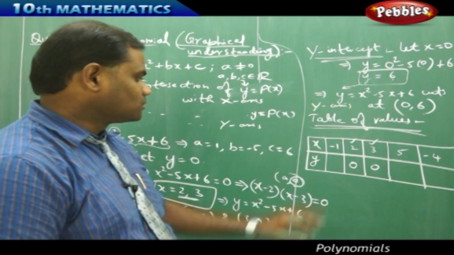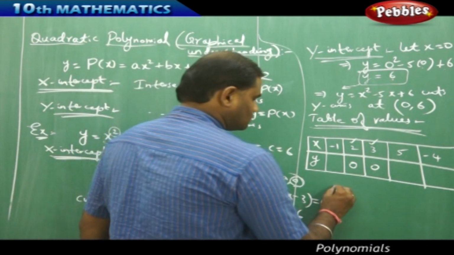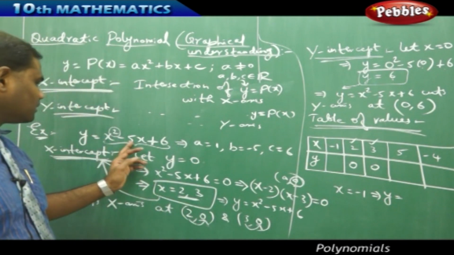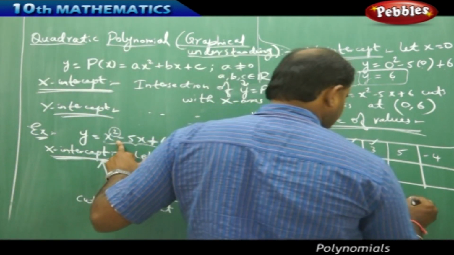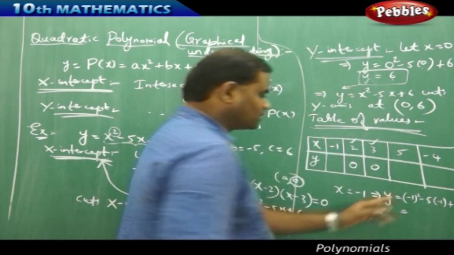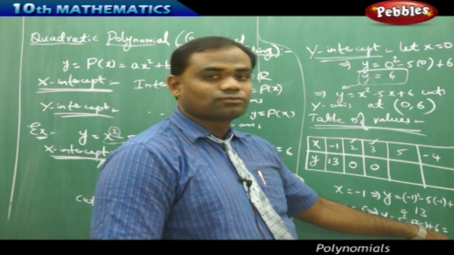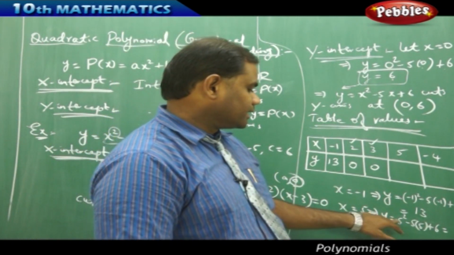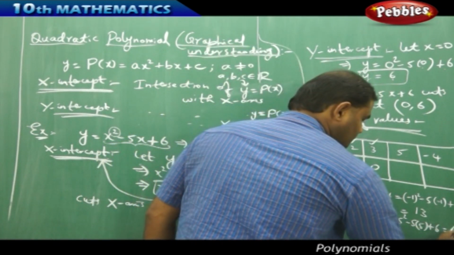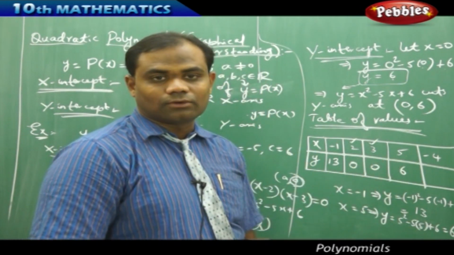Now, when x is -1, I would like to find the value of y. So x equal to -1 implies y is x squared minus 5x plus 6, and this would give me 13. When x is 5, I substitute x equal to 5 in the given polynomial. I get 5 squared minus 5 times 5 plus 6, which is nothing but 6. Therefore, when x is 5, my y is 6.